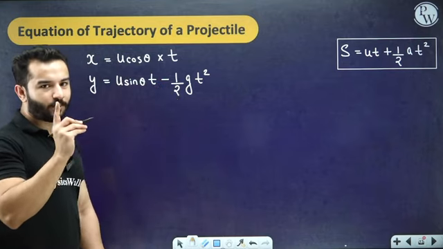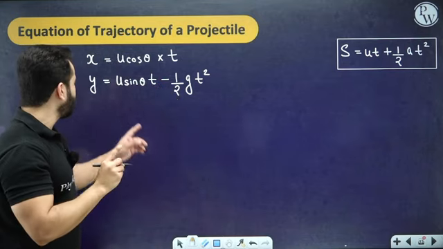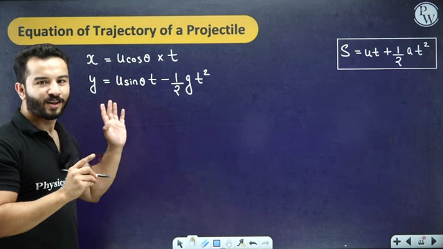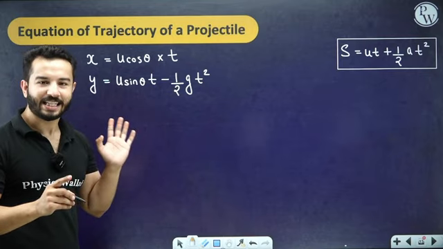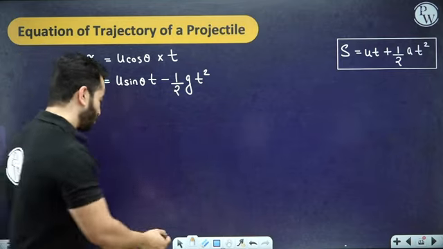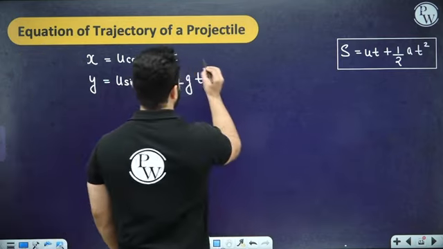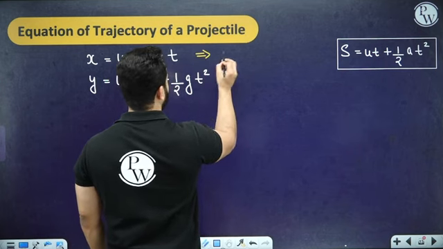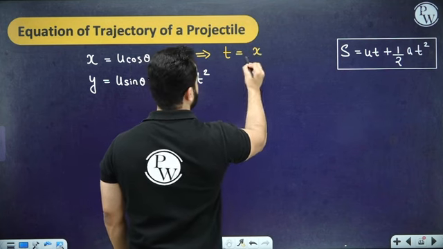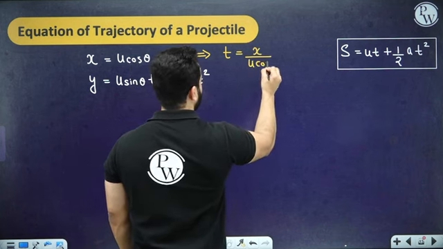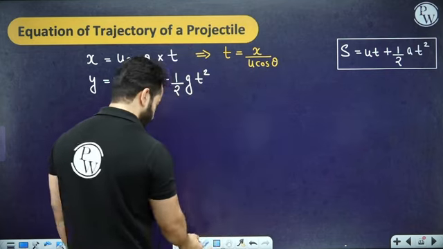Now, please remember what I told you. I told you I want the relation between y and x. So that means I really don't have anything to do with this time t. So, simple thing, from this equation, let's find out the value of time t. Time t is actually nothing but x divided by u cos theta, right?